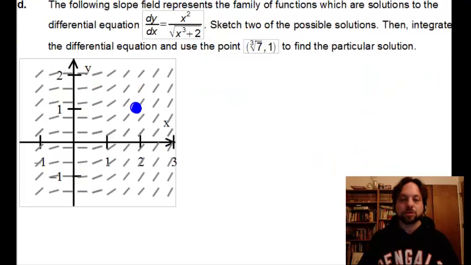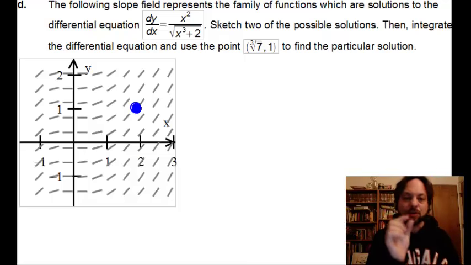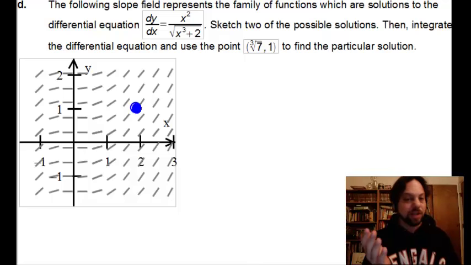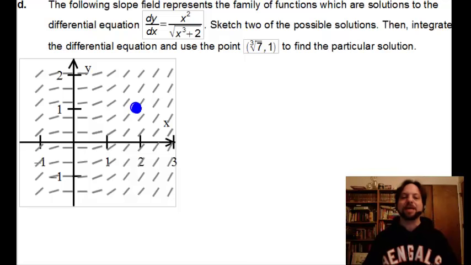So, welcome to slope fields. What you see in front of you here on example D is a graph showing a bunch of little pieces of slope. Little pieces of slope. What do I mean by that? Well, all of these are solutions to a differential equation that's given in the problem there. You can see it yourself.